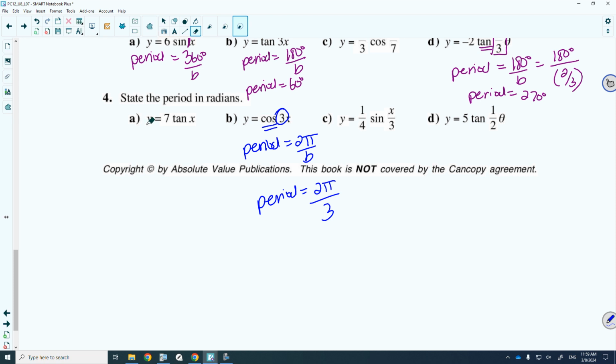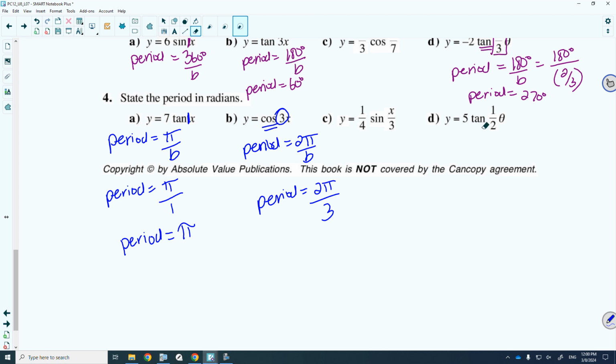Tan, though, has a different period. Period is pi divided by b. The b value is 1. That means the period of this graph is every pi radians. So you'd have an x-intercept at 0, and then at pi, and then at 2 pi, every pi radians.